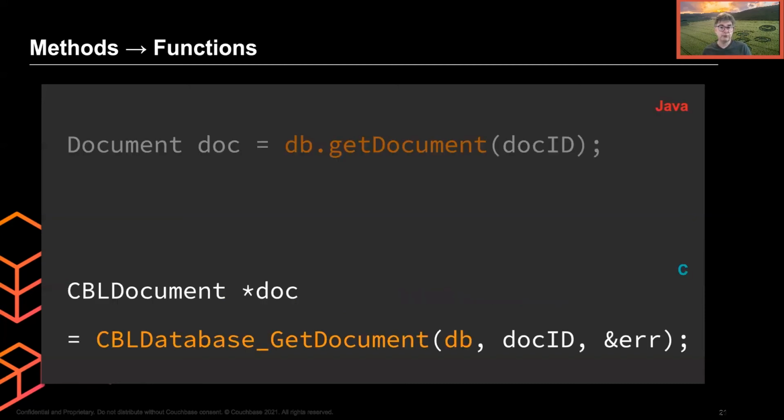Methods turn into functions, obviously enough, and we've tried to be extremely regular with the naming here to be clear. So every function's name starts with the class type that it operates on, here CBL database in this instance, and then underscore, and then the actual method name, get document. And the first parameter to the function is the object that it acts on, the database in this case. And the regularity makes the API easier to remember, and it also is helpful when creating bindings to other languages.